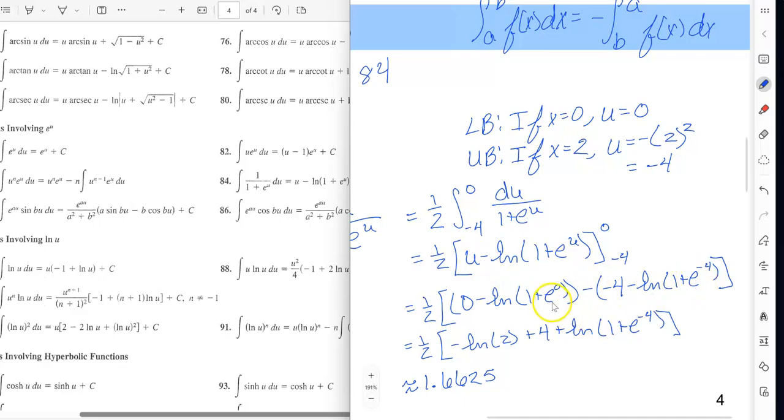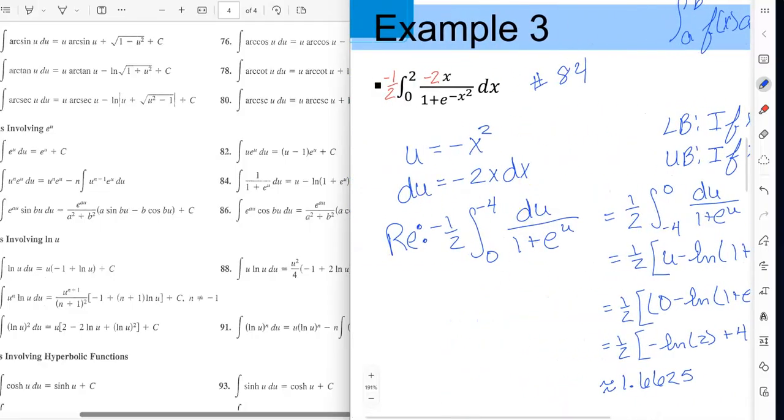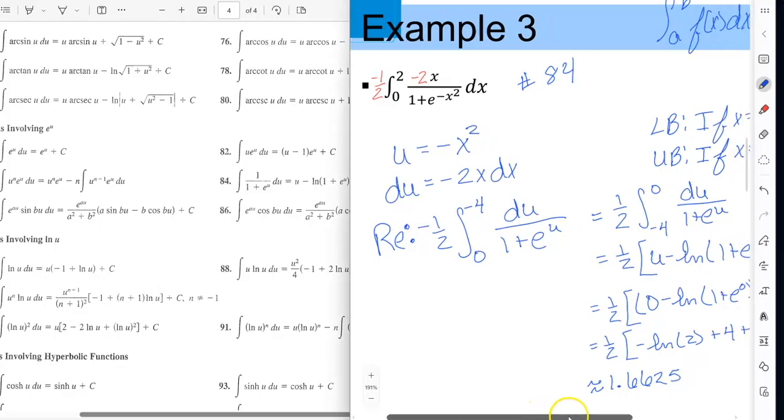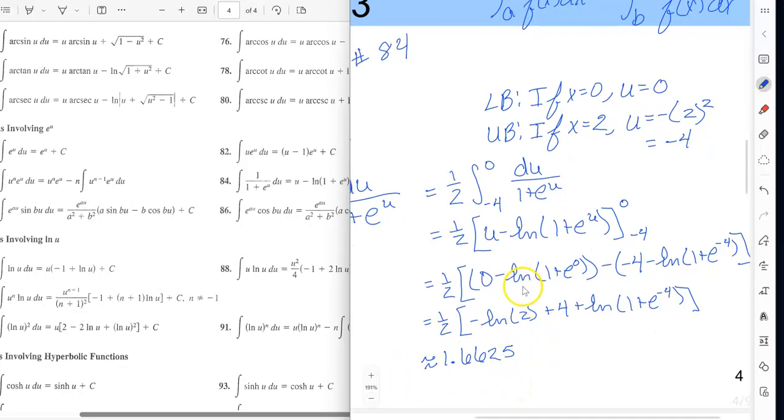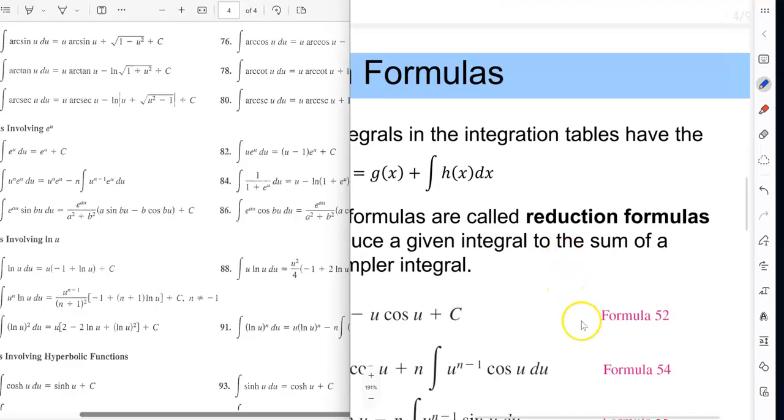e to the 0 is 1, so this is really going to be the ln of 2. So I have minus ln of 2 there. Distribute that negative, which would be 4, plus ln of 1 plus e to the -4. And remember, all that's multiplied by that 1/2, which came from our u substitution up here. This is the exact value. If we wanted the decimal approximation, we could type that in the calculator and get about 1.6625.